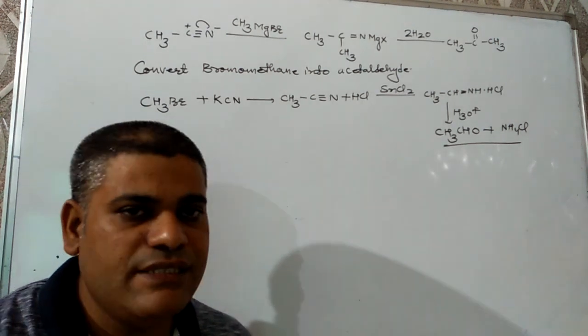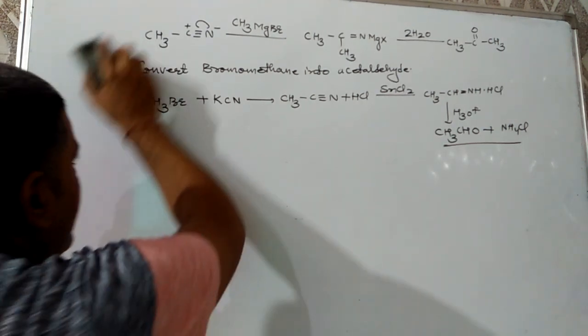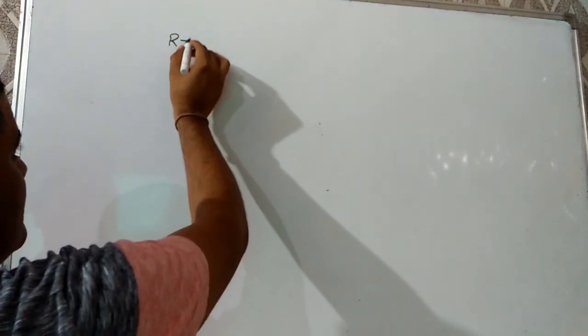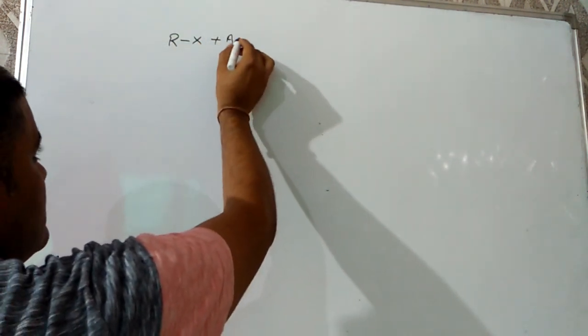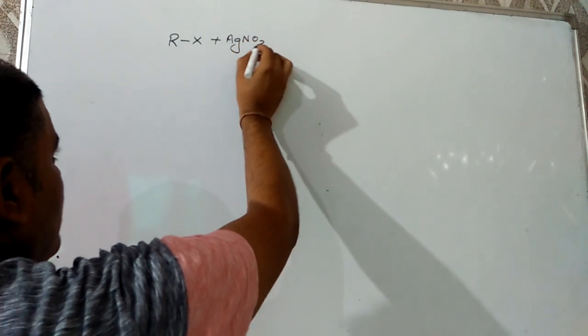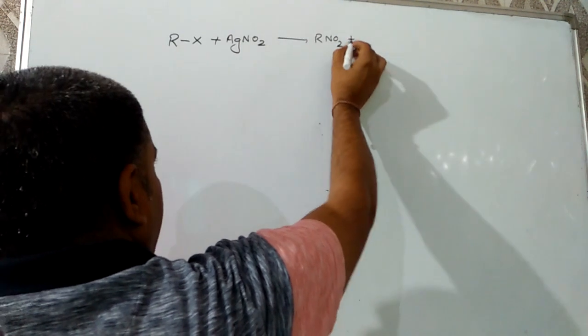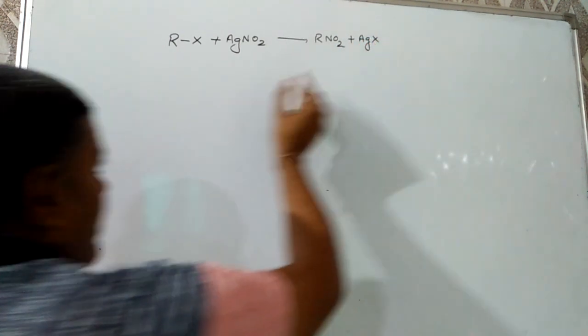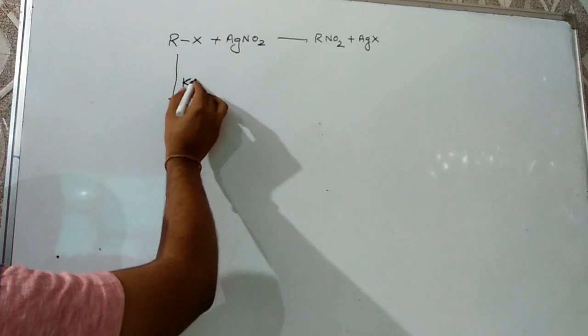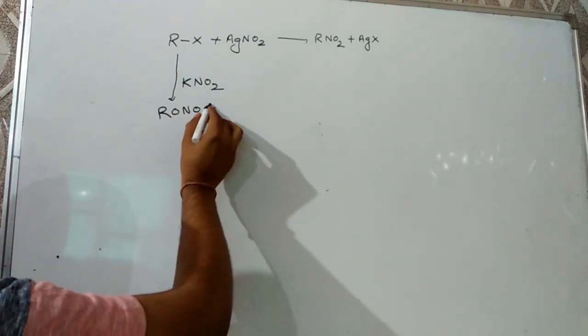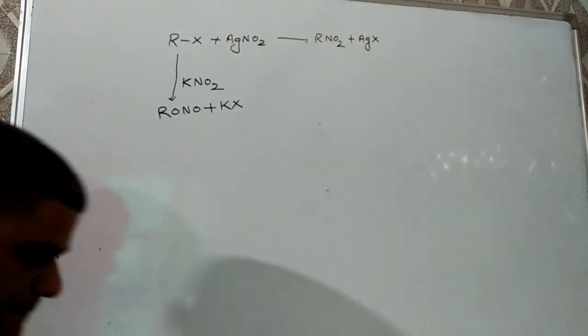Now, next is substitution by nitro and nitrito group. In the same way, when a haloalkane reacts with AgNO2, the product formed will be nitroalkane. But when it reacts with KNO2, then the product formed will be nitritoalkane.